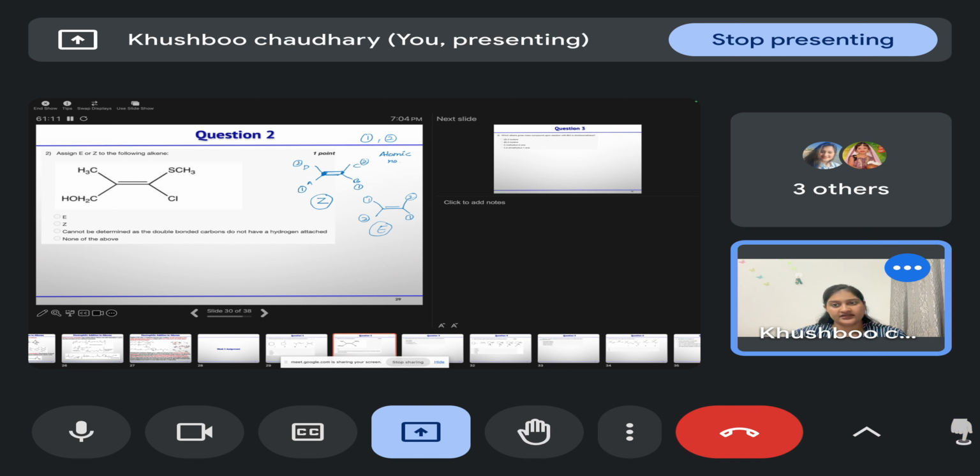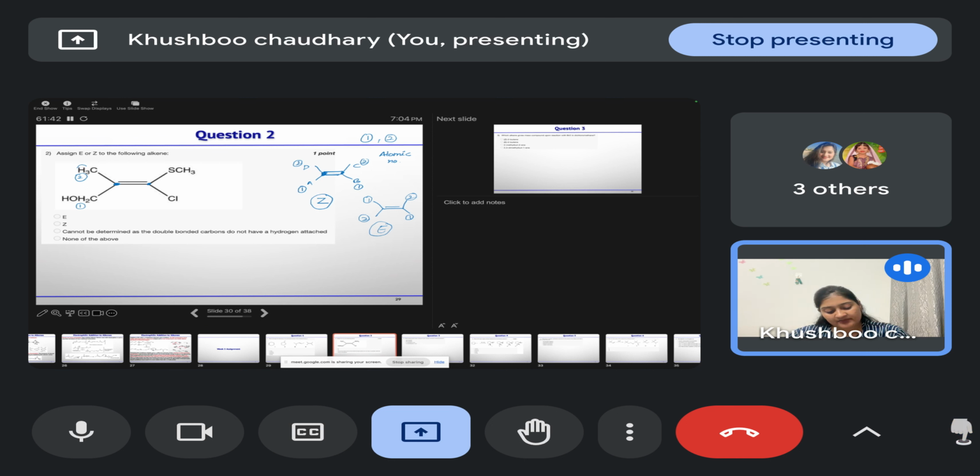Yes, ma'am. Okay. Now, for this carbon, what should be the priorities? First priority will be given to CH2OH, as the first atom that is attached directly to that carbon is carbon only, that will not decide. So the next atom we will move to. All three are hydrogen here. Here one is oxygen that has higher atomic number. So this is your first, and this will give the second priority.